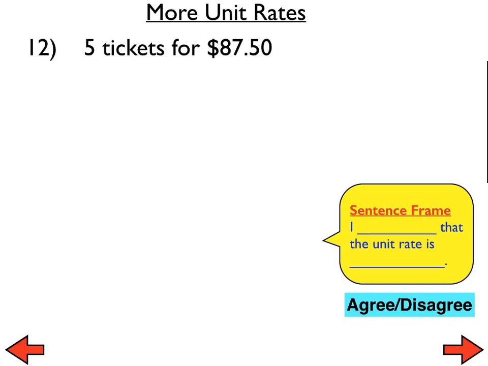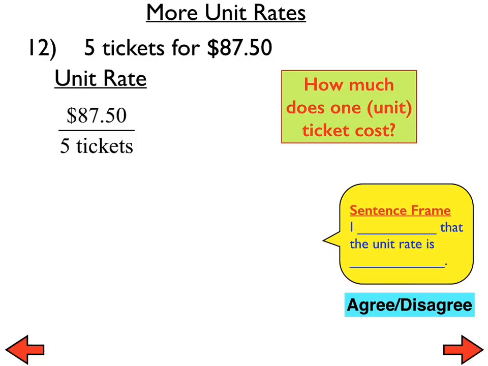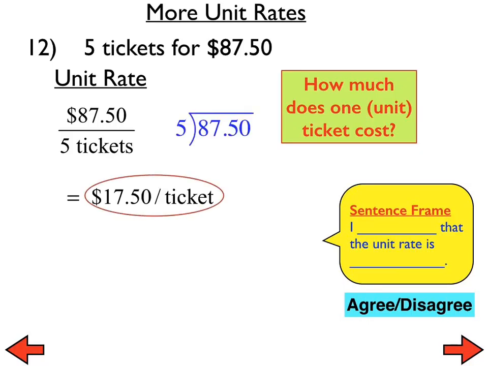So, you go ahead and do number 12 here. How much does it cost per ticket? You're finding how much does 1 ticket cost? Divide again. Sean? $17.50 per ticket. Okay?